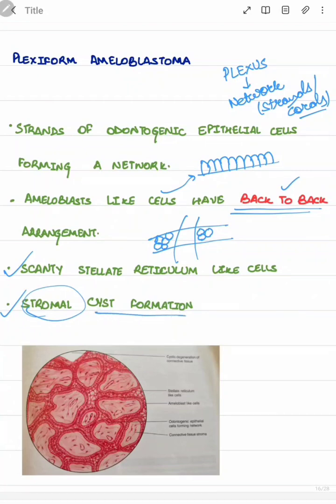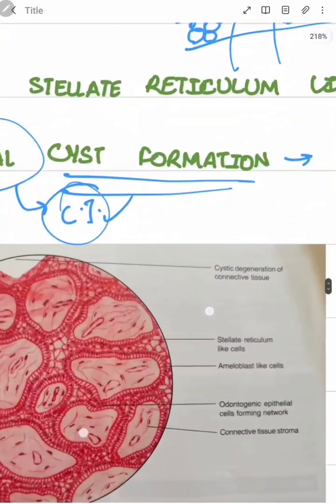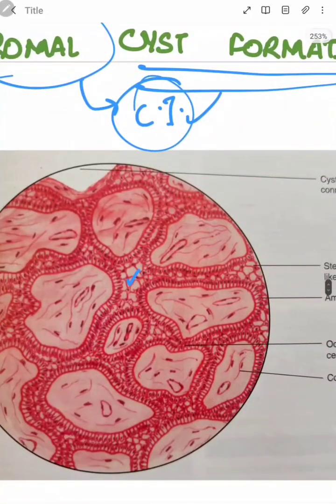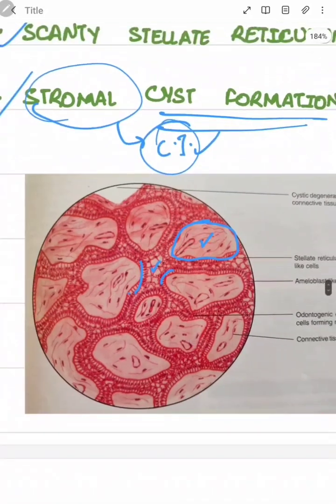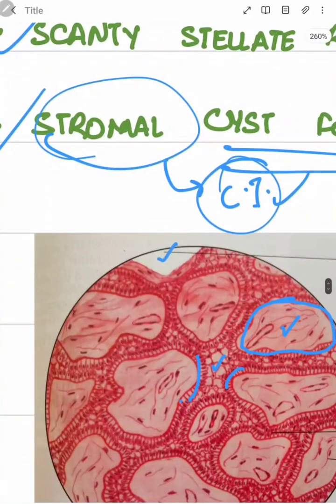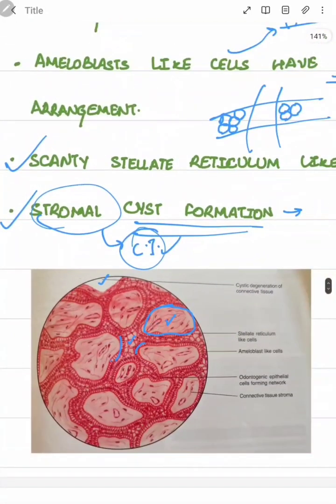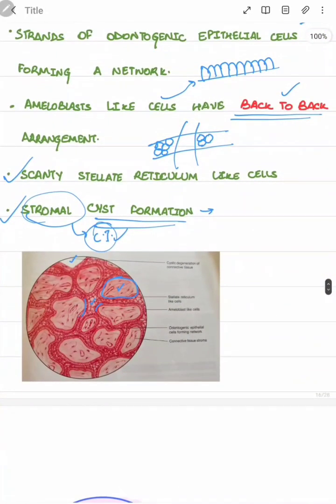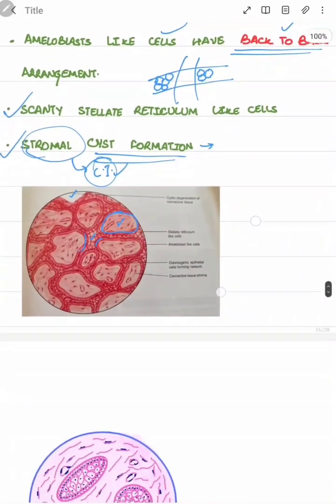Now, the stromal cyst formation is seen in this type of ameloblastoma. What is stroma? Stroma is the connective tissue. So, connective tissue is degenerated in this type of ameloblastoma. Here in this picture, you can see stellate reticulum type of cells bounded in between the strands. The connective tissue is present inside this plexus, right? And the stromal cyst formation is there. The stroma is degenerated in this type of ameloblastoma. Basically, the connective tissue is degenerated.